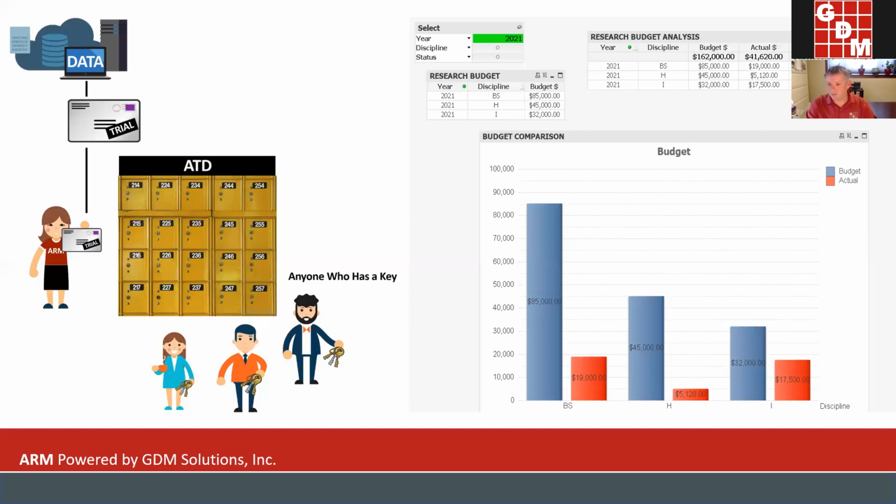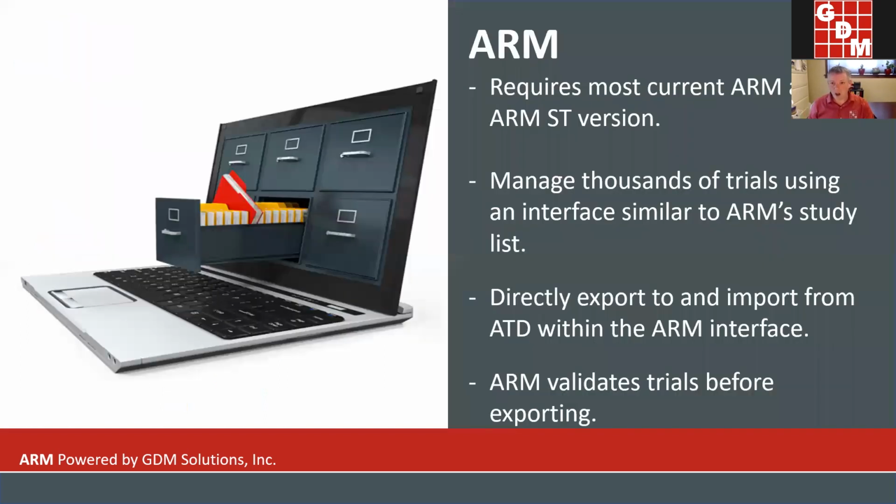It's better that way. So moving on, some of the requirements is that ARM requires the most current ARM version and ST version to utilize it. And I haven't even touched on ST yet. ST has the ability to go and find this data and run an analysis. You can manage thousands of trials utilizing an interface similar to the ARM study list. You can directly export to and import from ATD within the ARM interface.